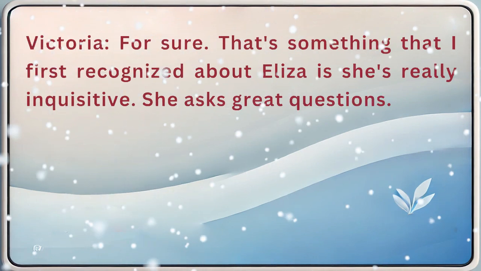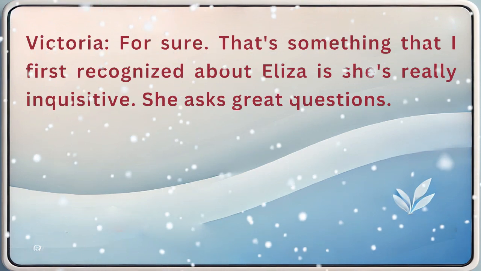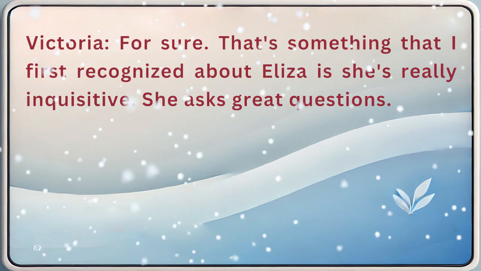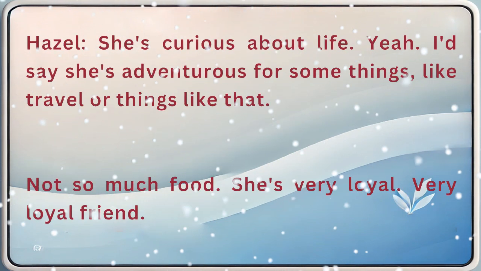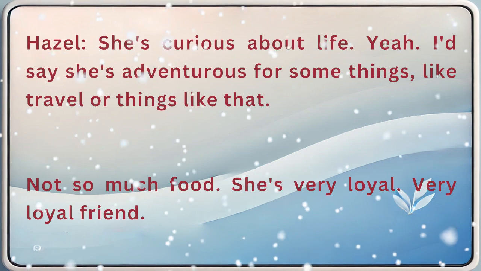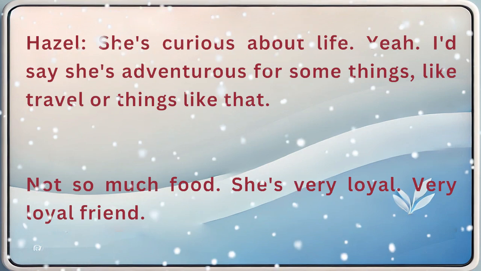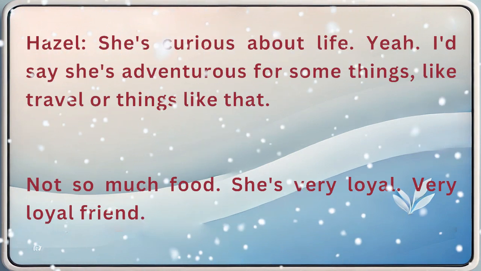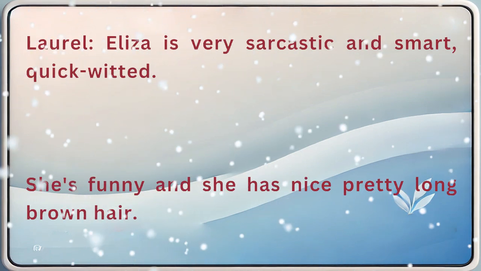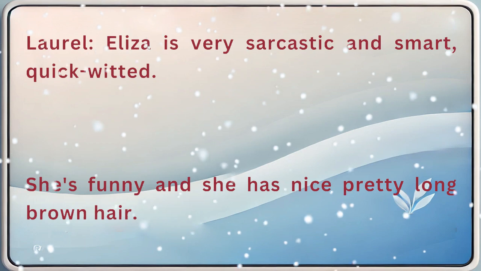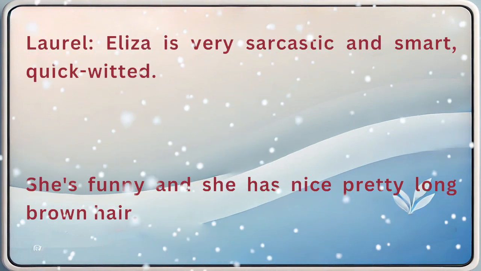Victoria: For sure. That's something I first recognized about Eliza: she's really inquisitive. She asks great questions. Hazel: She's curious about life. Yeah, I'd say she's adventurous for some things like travel, not so much food. She's a very loyal friend. Laurel: Eliza is very sarcastic and smart, quick-witted. She's funny, and she has nice, pretty long brown hair.